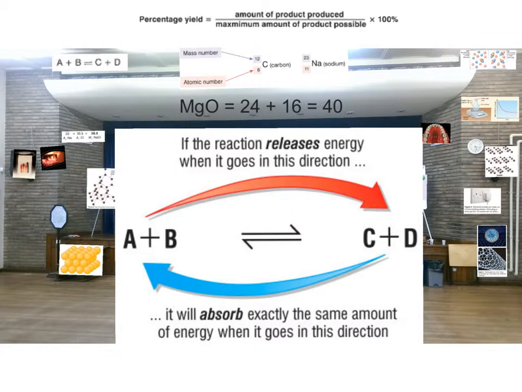In reversible reactions, one reaction is exothermic and the other is endothermic. In any reversible reaction, the amount of energy released when the reaction goes in one direction is exactly equal to the energy absorbed when the reaction goes in the opposite direction.